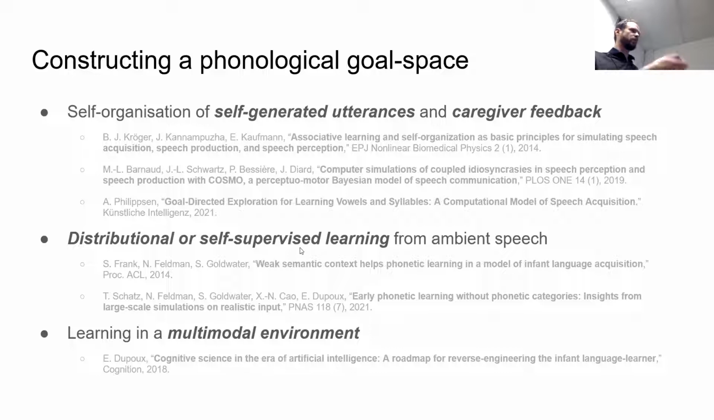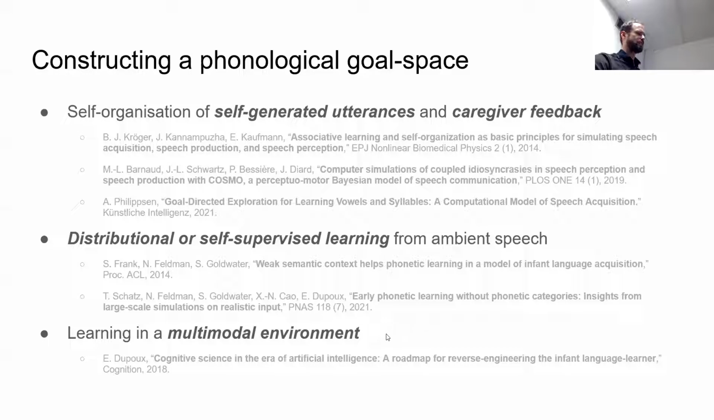Secondly, from the more computational perceptual studies, where they don't consider articulatory learning or vocal exploration, there are indications that it's possible to use distributional or self-supervised learning to construct such a goal space from either the acoustic data alone or with some semantic context. To what degree the semantic context is necessary is not clear, but with the combination of semantic context and acoustic data, or acoustic data alone, you can already make some progress in terms of constructing such a phonological space.